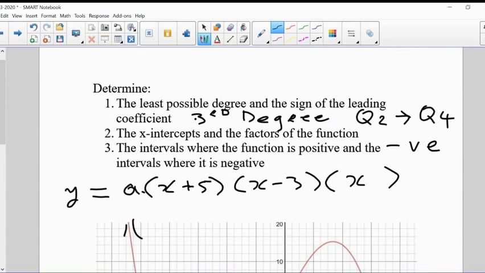So we're going to do exactly that. So we're going to put the minus 30 is equal to A. We don't know what the A is yet. And anywhere we see X, we're going to put minus 2. So minus 2 plus 5, minus 2 minus 3, and minus 2.